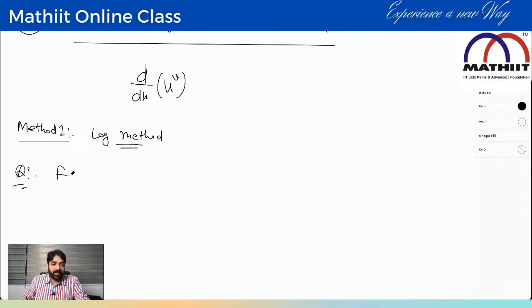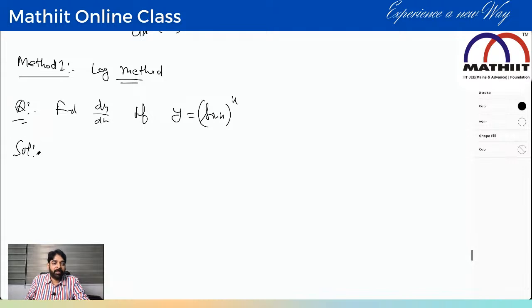Suppose somebody says find dy by dx if y equal to sin x power x. Everyone, please concentrate. First thing, can I apply the x power n formula, something power n? No, because this something is not constant. The x power n formula can be applied only when the power is constant. The a power x formula I also cannot apply, because the base is also not constant.